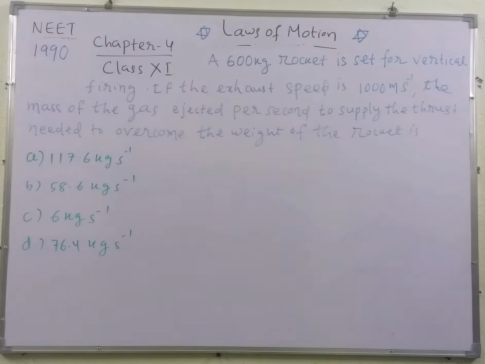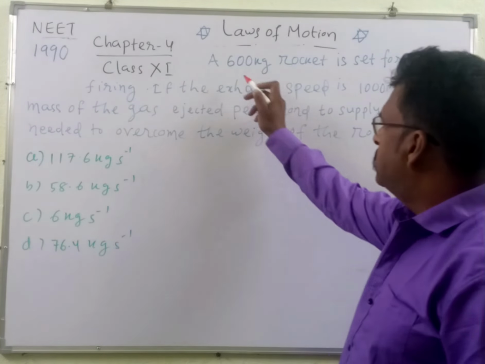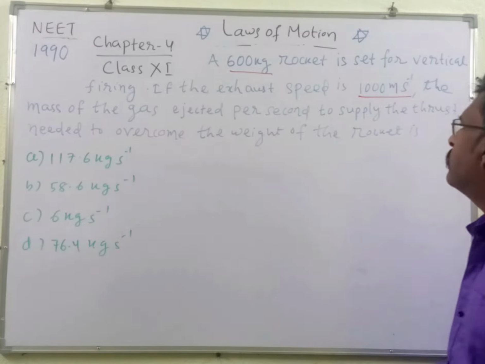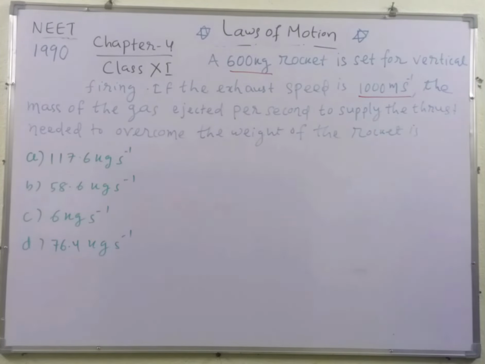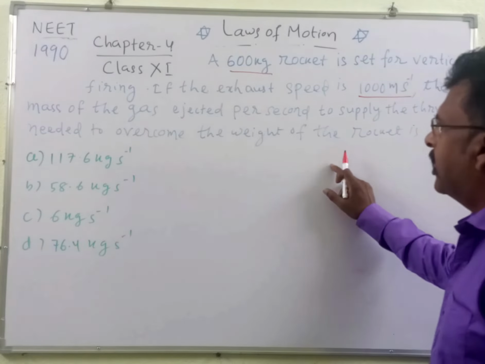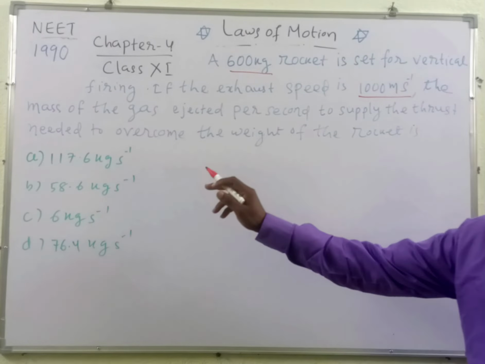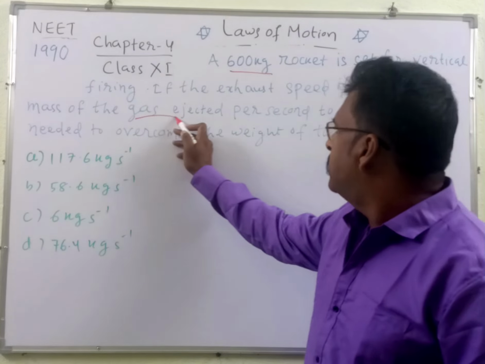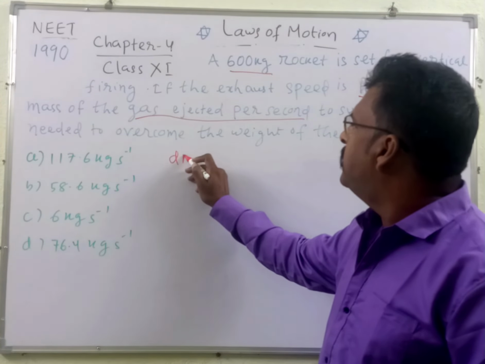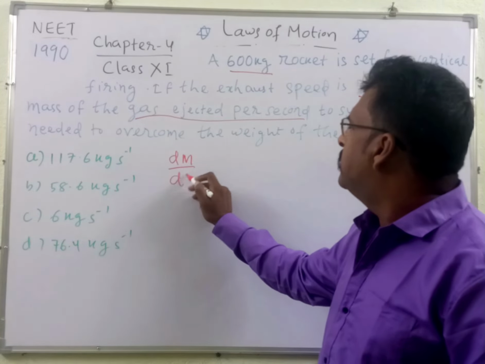What is given, student? Mass of the rocket is given, 600 kg, velocity is given, 1000 meter per second, and we have to calculate the gas ejected per second. That means, student, we have to calculate dm by dt.